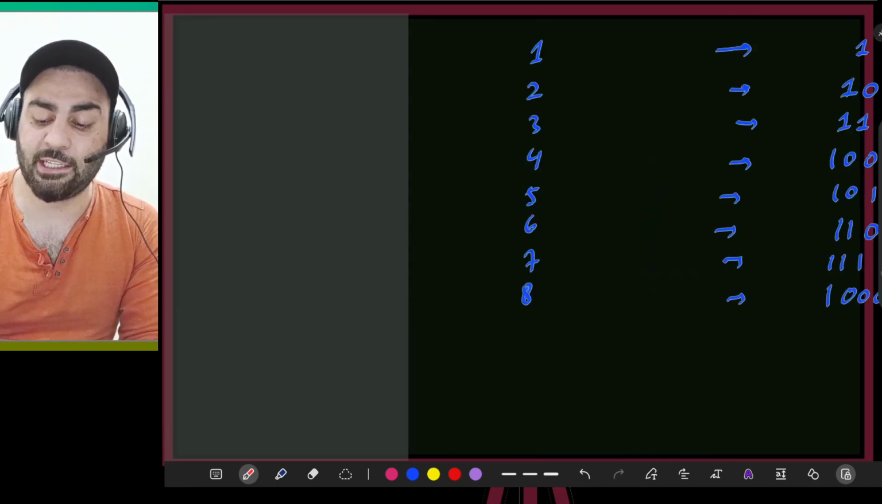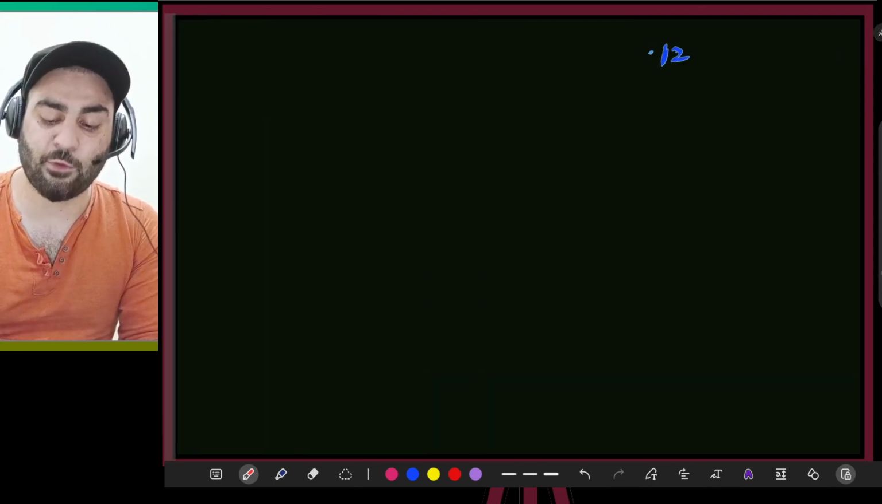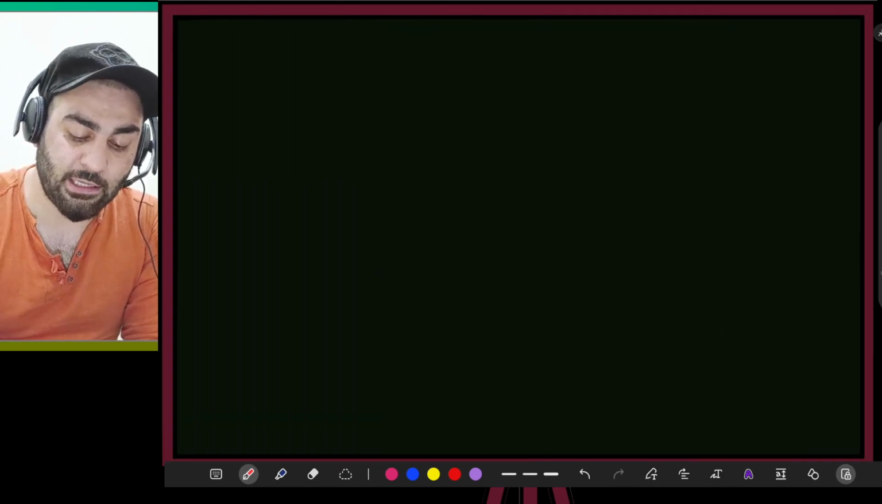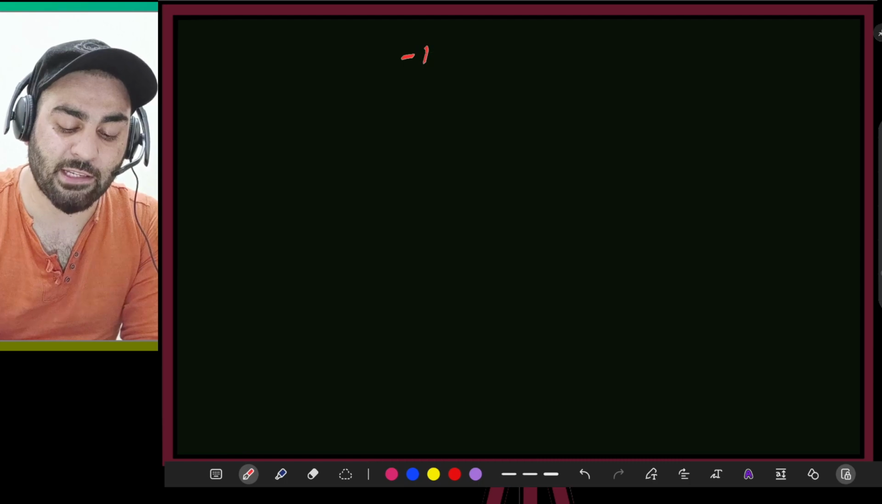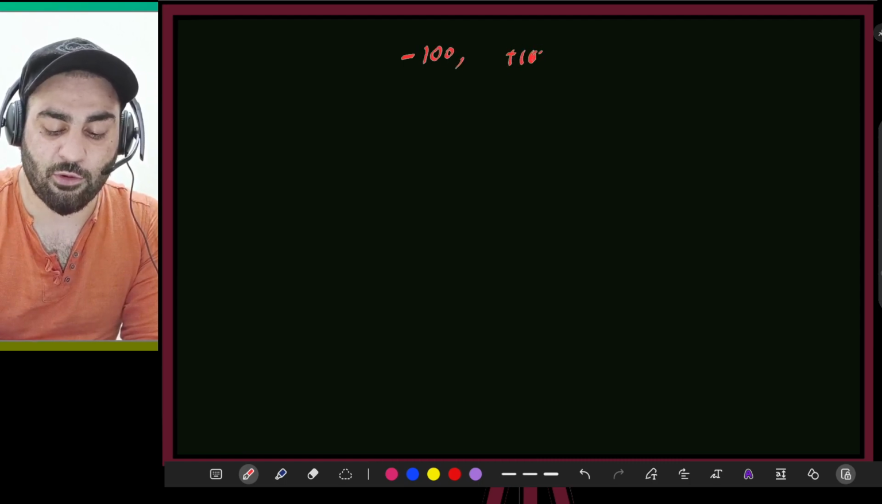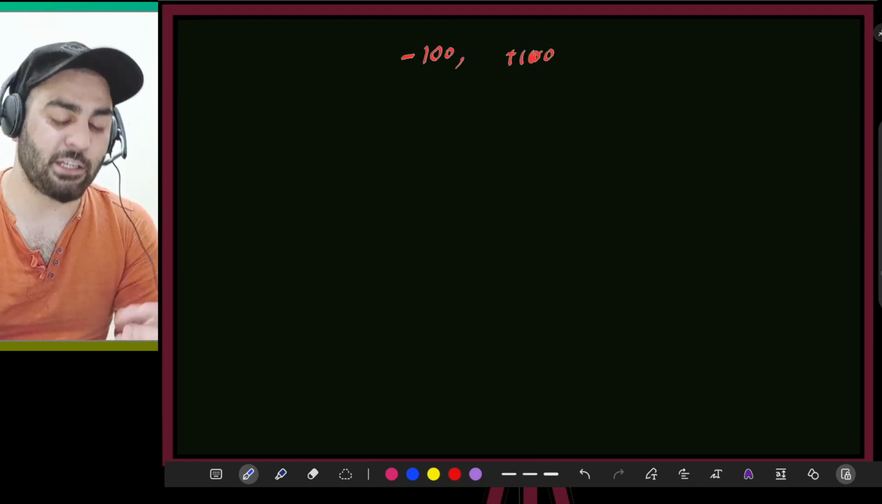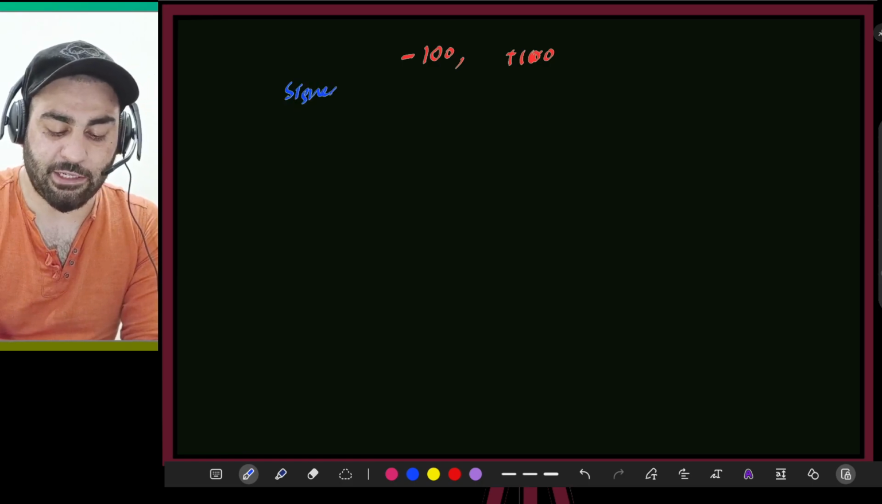Signed integers basically means I am taking -1, -2 also into consideration. Signed integers means like we have -100, and we have +100 also. How do we represent these? So let us first introduce the signed bit representation.